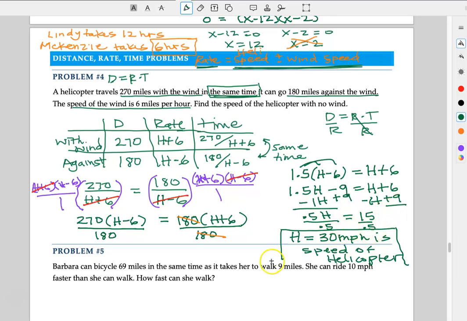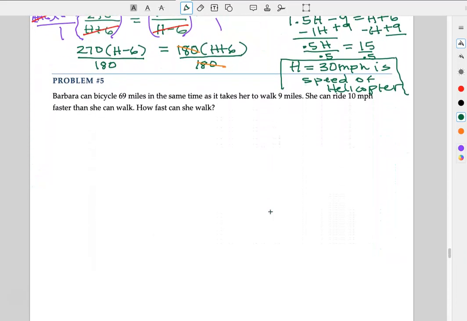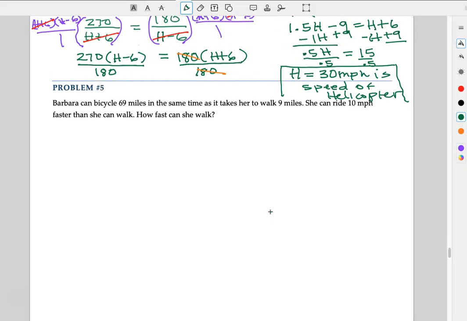Okay. So yeah, we had to make 2 different equations here, and then we set those equal to each other because it said in the same amount of time. Okay. Then this last one here, right?